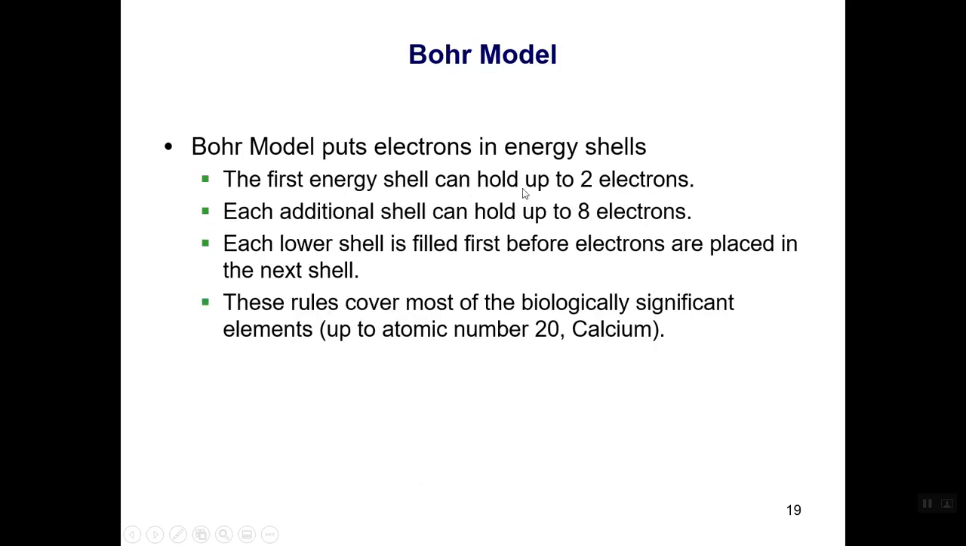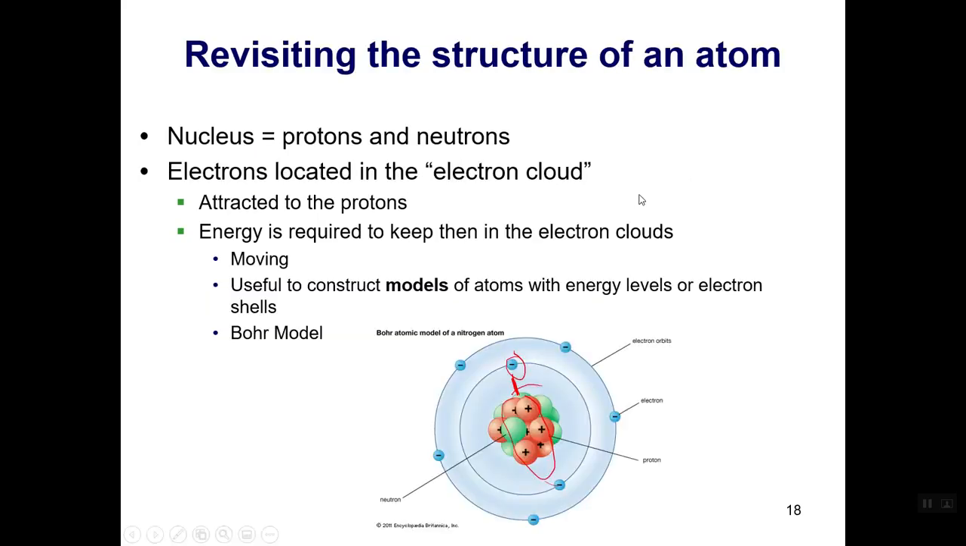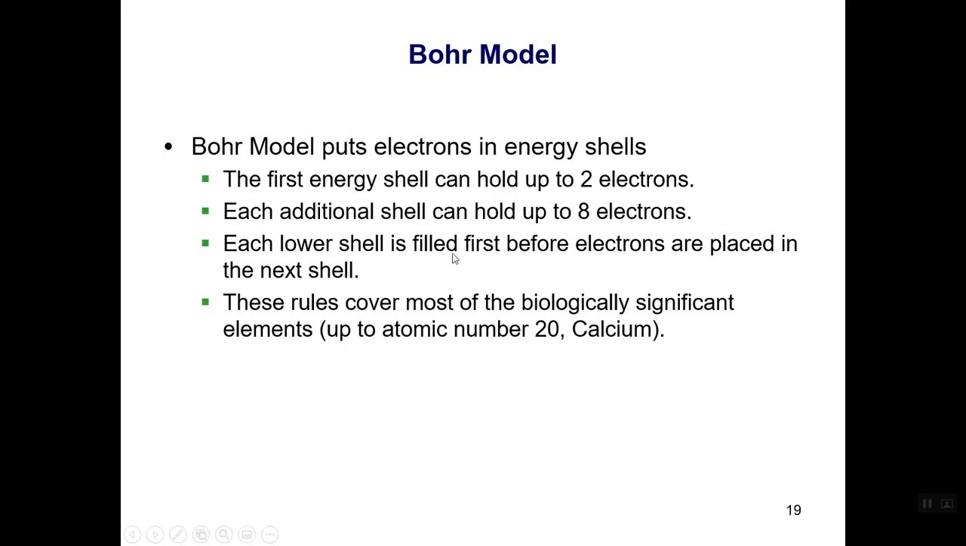The first energy shell can only hold up to 2 electrons. Each additional shell can hold up to 8. Another rule of Bohr models is that each lower shell, the one that's more central, is filled before electrons are going to be placed in the next shell. And these rules will cover most of the biologically significant elements up to atomic number 20, which is calcium.